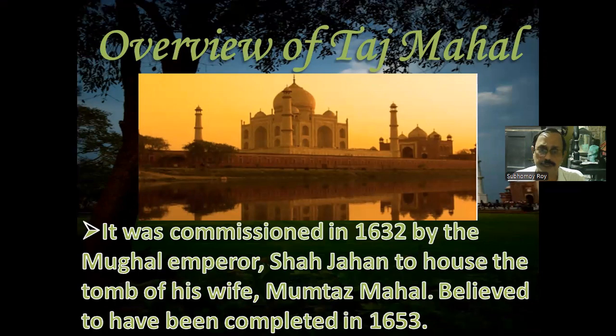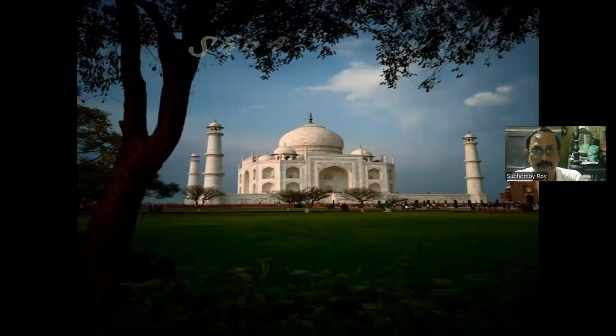It was commissioned in the year 1632. Actually, Mumtaz died in the year 1631. Just in the next year, construction started by the Mughal Emperor Shah Jahan to house the tomb of his wife Mumtaz Mahal, believed to be completed in the year 1653.